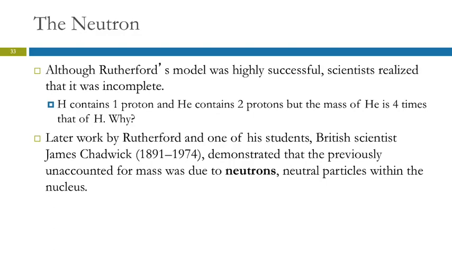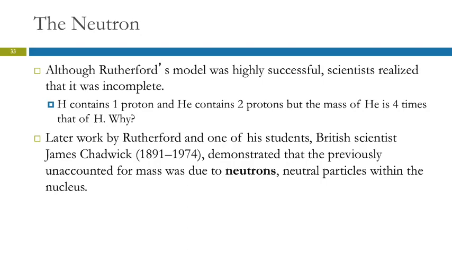So this model was very successful. It was great. It explained a lot of things, but it wasn't complete. So hydrogen atoms each have one proton in them. That's the massive particle. Helium atoms have 2 protons. So we would expect that the mass of a helium atom would be twice that of a hydrogen atom. But it's actually 4 times heavier. So what's up with that? Well, there's got to be something that we haven't found yet.